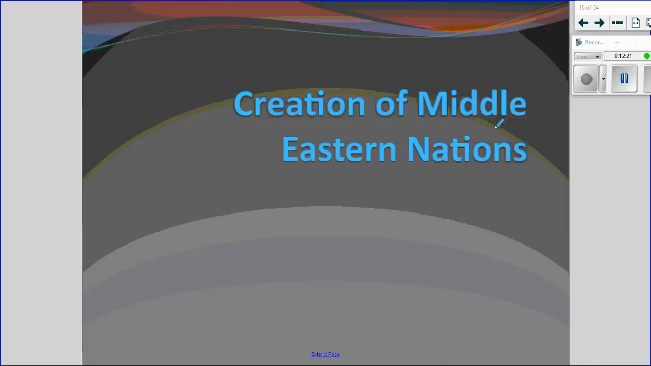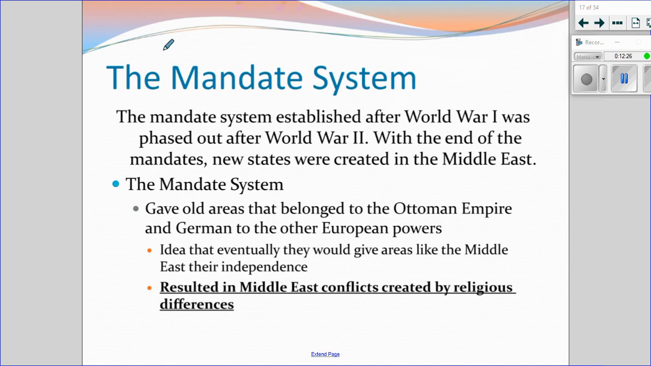All right, let's look at the creation of Middle Eastern nations. So remember the mandate system, that thing that was established under the League of Nations, where France and Britain got all those mandates, like Syria, Palestine, and Jordan. Well, remember I told you those mandates are basically colonies. It's an unjust system that did not allow those Middle Eastern countries to have self-determination. So the mandate system after World War I was phased out after World War II.